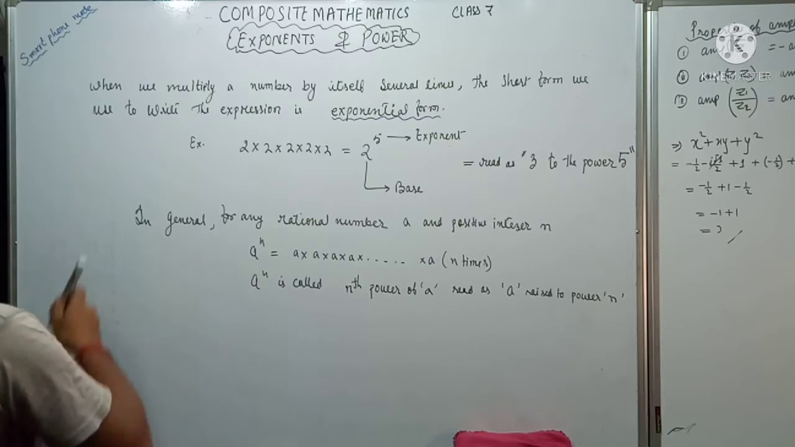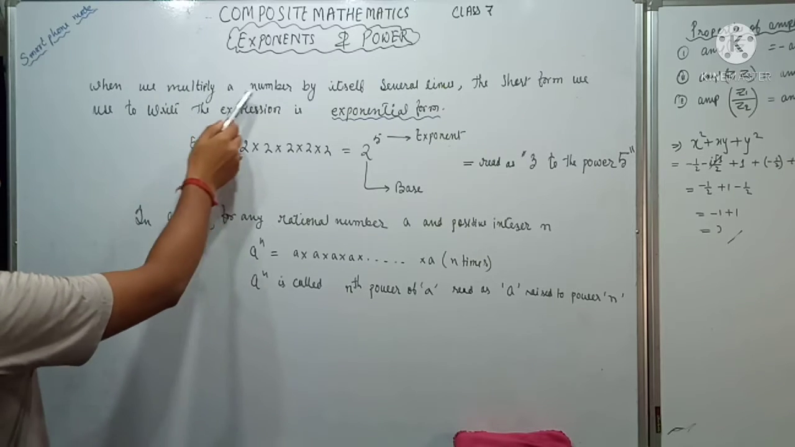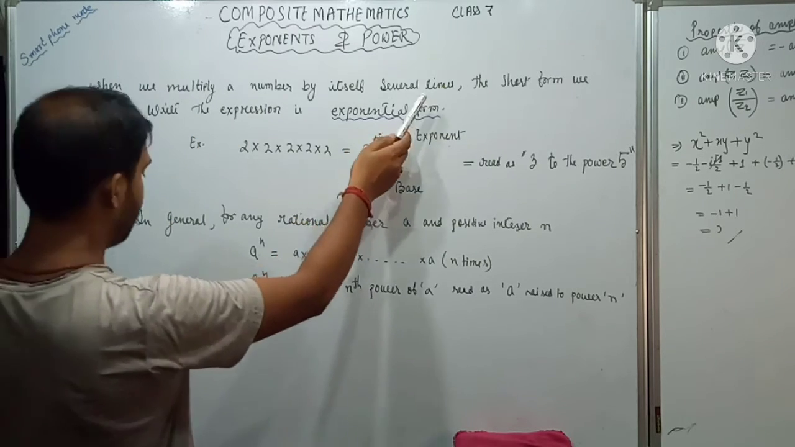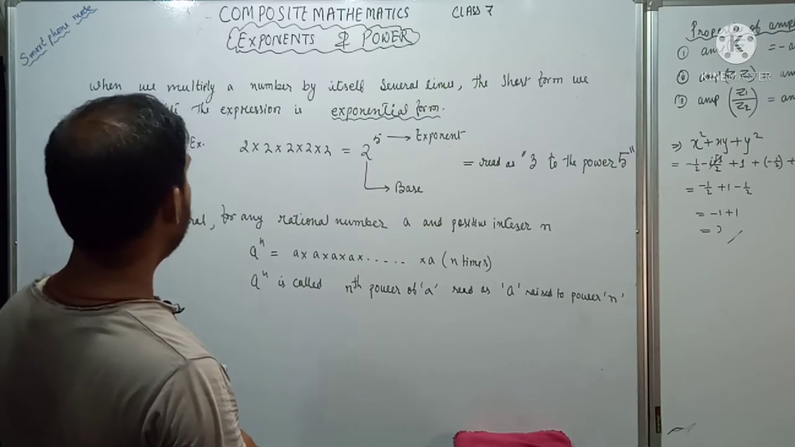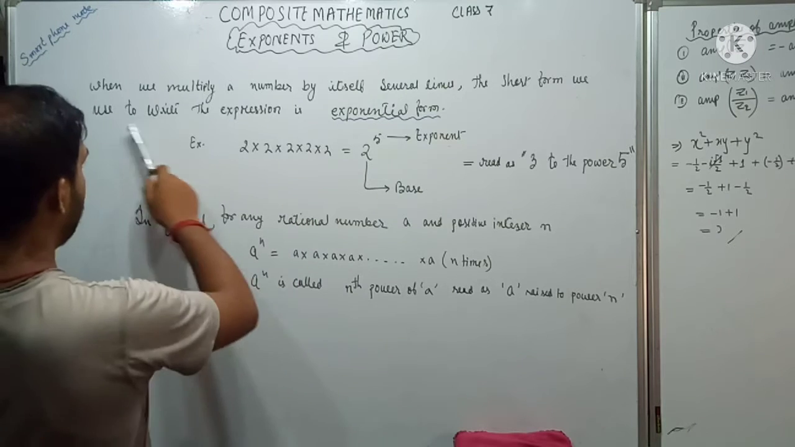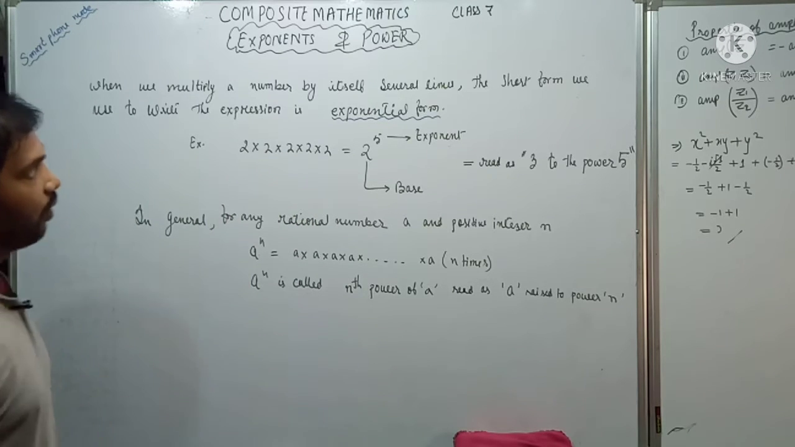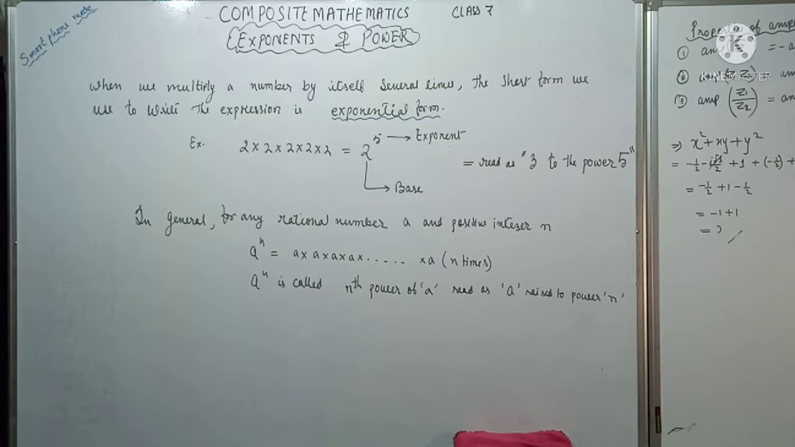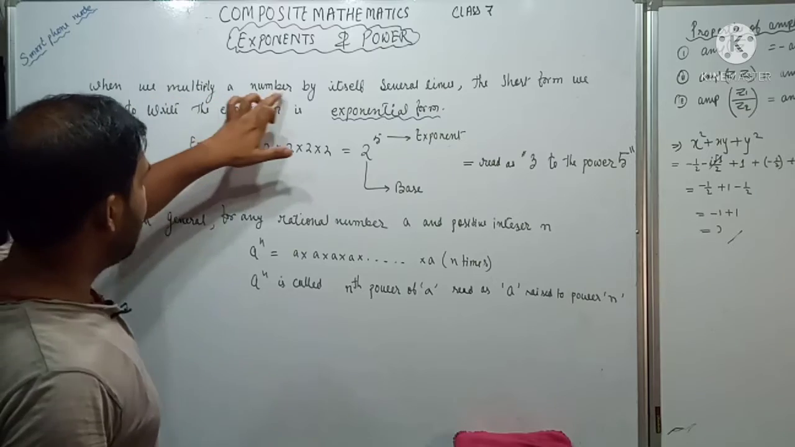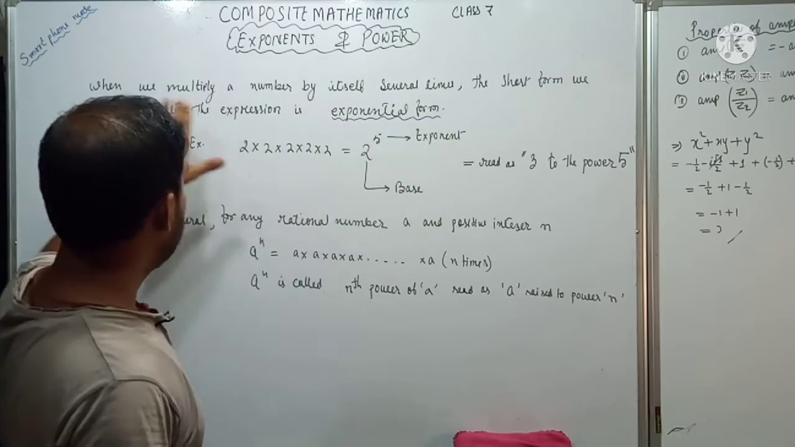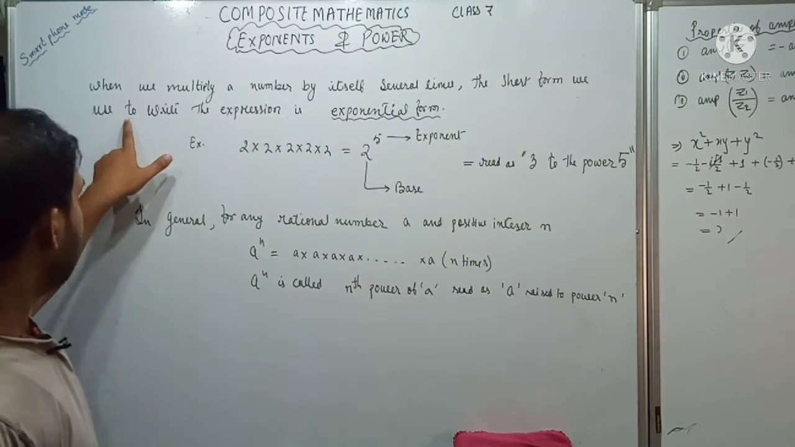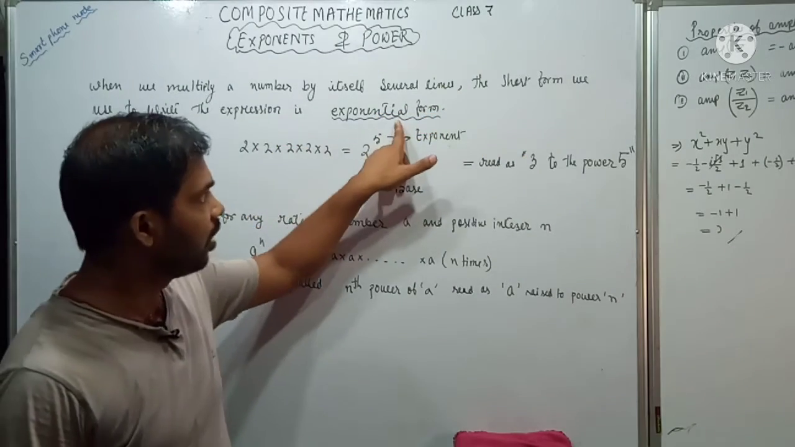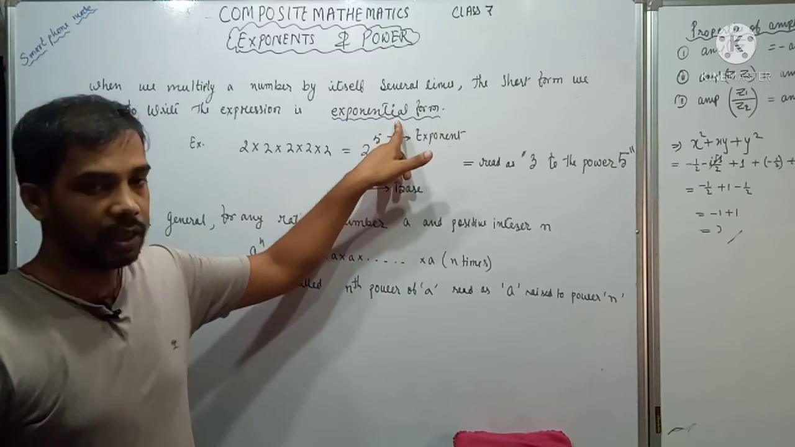Now first see the definition. When we multiply a number by itself several times, the short form we use to write the expression is exponential form. So when we multiply a number by itself several times, means multiplying a number several times, the short form we use to write the expression is called exponential form. So this is the definition of exponential form.